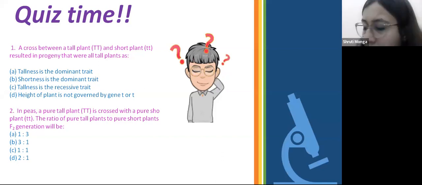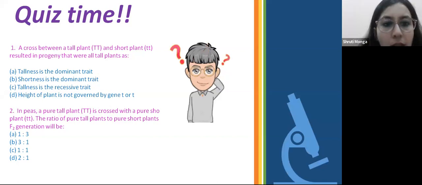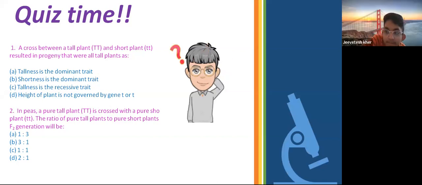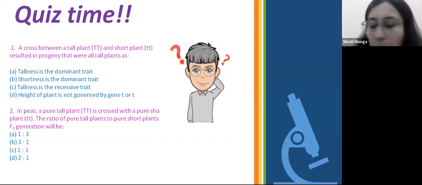Yes, children. What ratio will you get for tall and short plants in F2 generation?